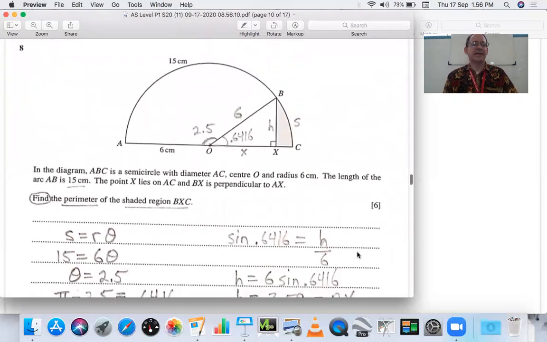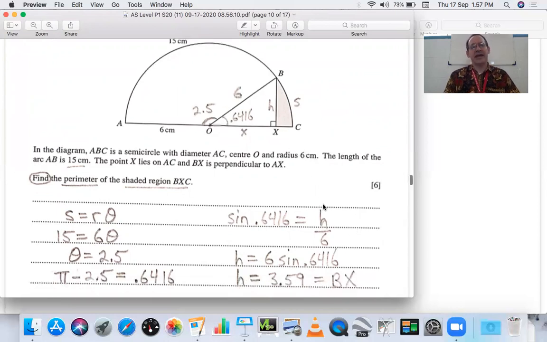Number 8, in the diagram, ABC is a semicircle. ABC is a semicircle with a diameter of AC, center at the origin, and radius of 6 centimeters. The length of arc AB is 15 centimeters, and the point X lies on AC, and BX is perpendicular to AX. Find the perimeter of the shaded region BXC.